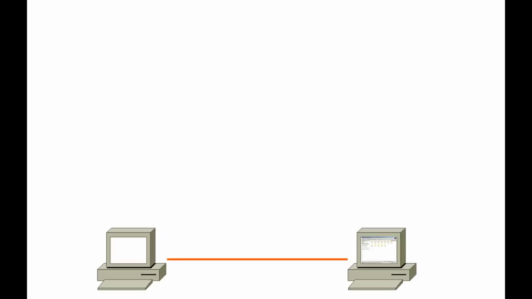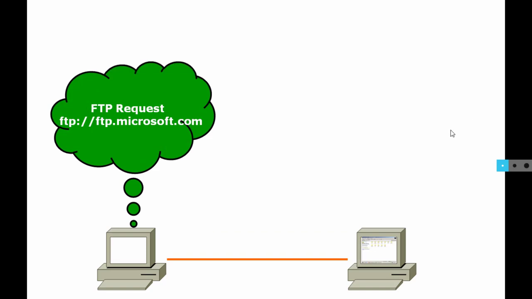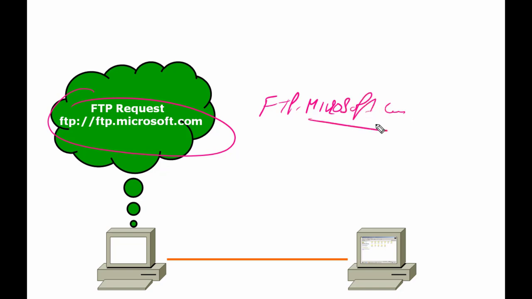Now let's take another example. Say you are a client and you want to access an FTP server. FTP is File Transfer Protocol. I'm taking Microsoft as an example, so I will use ftp.microsoft.com in my address bar. When I type this, as with HTTP, I'm going to access ftp.microsoft. Again, Microsoft is my domain name, but this time my networking service is different.